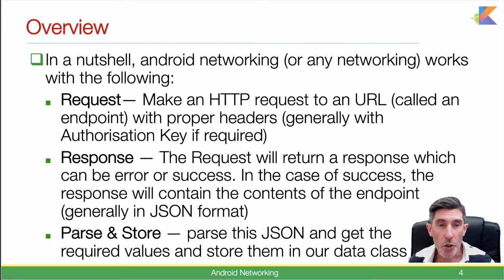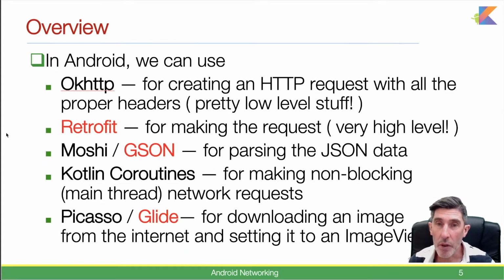Okay, so just to give a bit of an overview again of networking and the approaches we can take. In Android, we can use any of the following for executing our HTTP calls. The first one is OkHttp. We can use this for creating HTTP requests with all the proper headers, but this is pretty low level stuff. As we'll talk about later on, Retrofit sits on top of this to make it a little easier and more straightforward to use. The second one, which is what we're going to use, is Retrofit for making our requests.